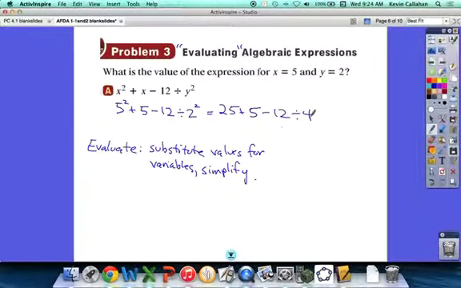Okay, now divide, right? 25 plus 5 minus 3. Okay, now left to right, it's all addition and subtraction. So you're going to go 25 plus 5, which is 30, minus 3 is 27.